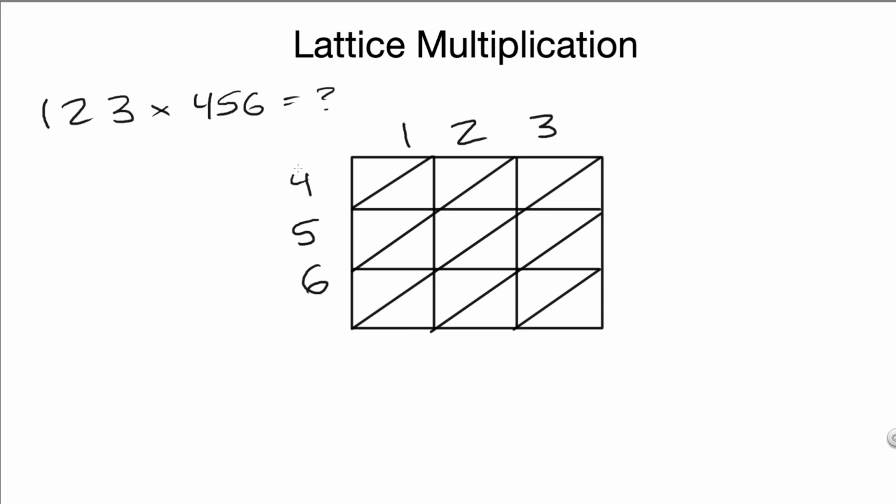So now we've got 1 times 4, which is just 4. And then we've got 2 times 4, so we get 8. And then the last one is 3 times 4, which is 12. So the 2 goes here, and the 1 for the tens digit goes up there. Now, this row is all multiplied by 5, so 1 times 5 is 5, 2 times 5 is 10, 3 times 5 is 15. And then the last row is all multiplied by 6, so 6, 12, 18.